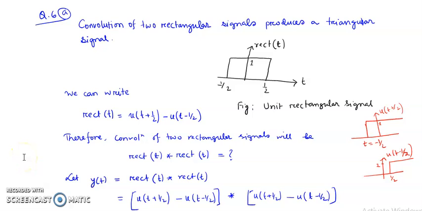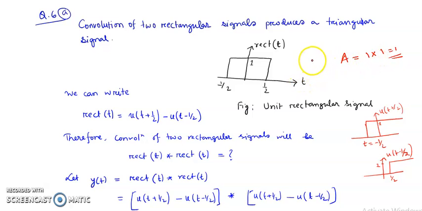Show that convolution of two rectangular signals produces a triangular signal. For a unit rectangular signal, the plot is as shown in this figure. It is defined from minus half to half and its amplitude is 1. The area is length times height: its width is 1 and its height is 1, so the area is 1. So unit area means unit rectangular signal.